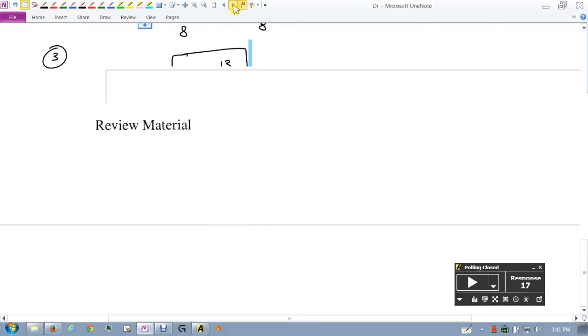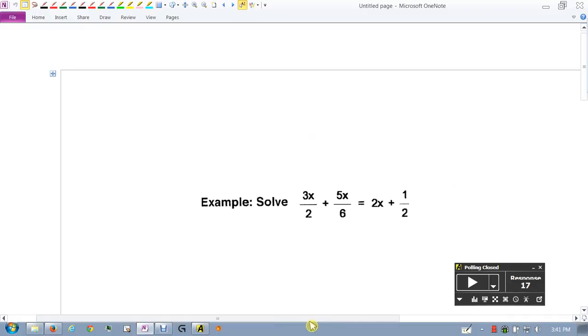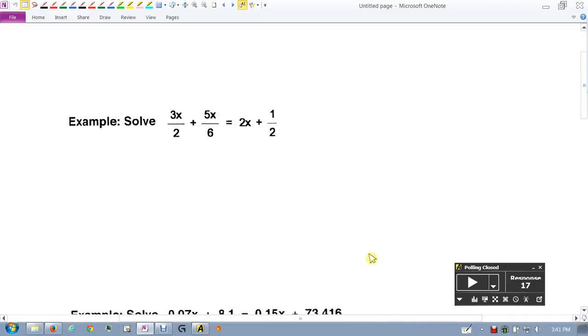All right, moving right along. Oh, yeah.